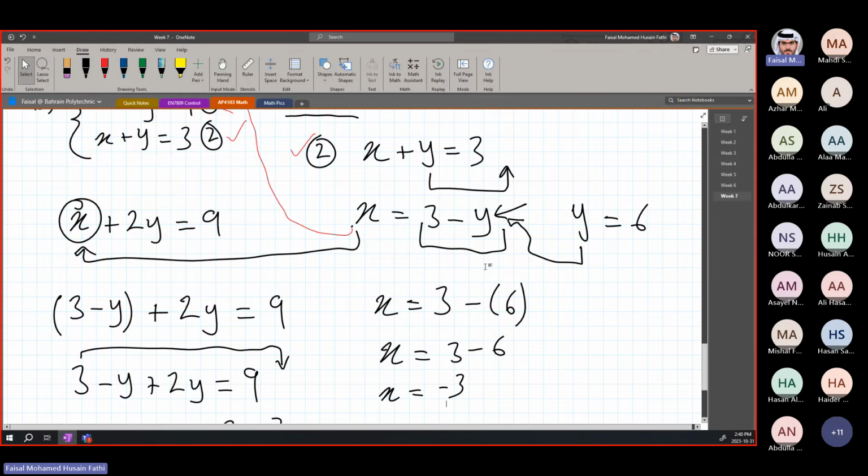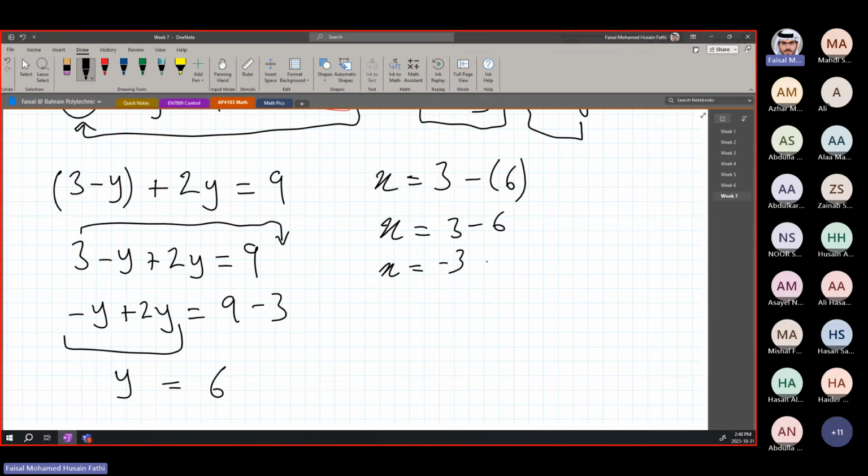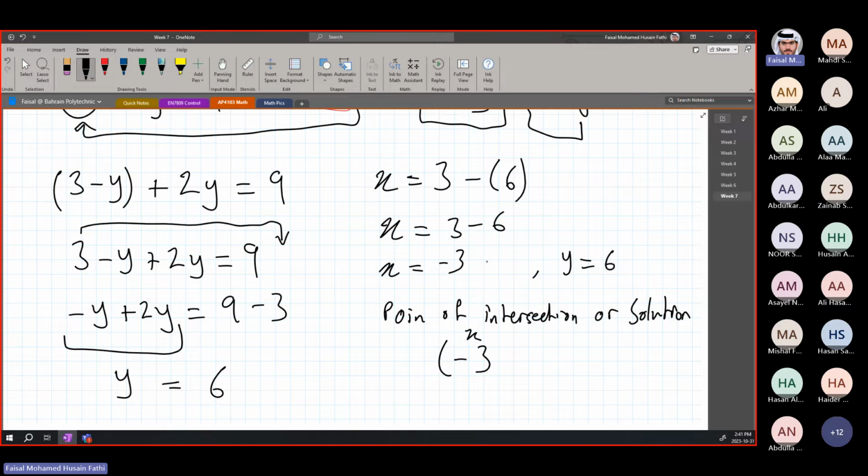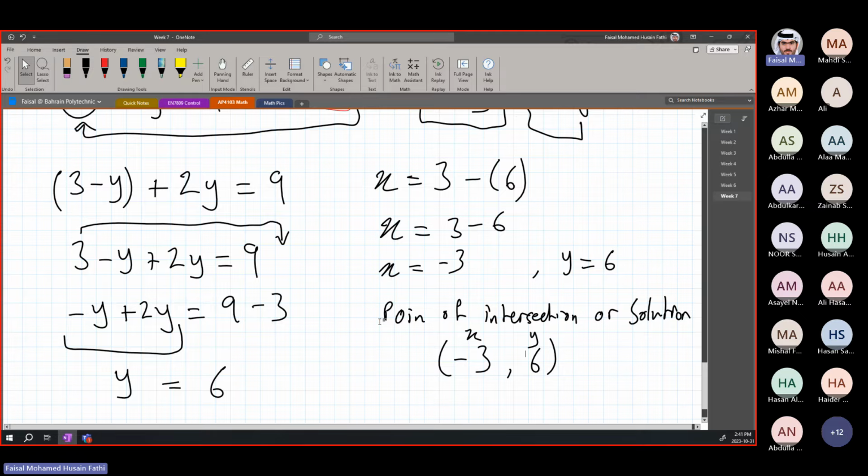All right. Now we found our intersection points. That's it. So x is minus 3 and y is equal to 6. So our point of intersection or solution is minus 3, which is the x value, 6, which is the y value. Okay? Any questions about the method? Now I will do the plotting. But any questions about the method of solving simultaneous equation using substitution in this case?